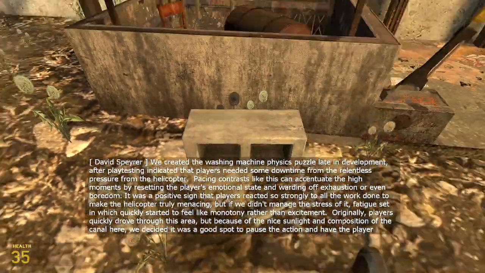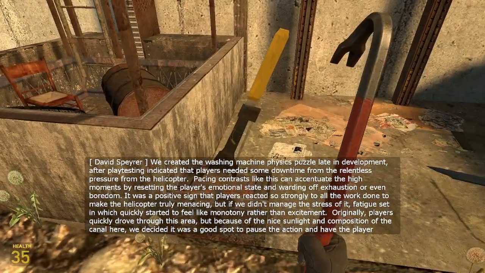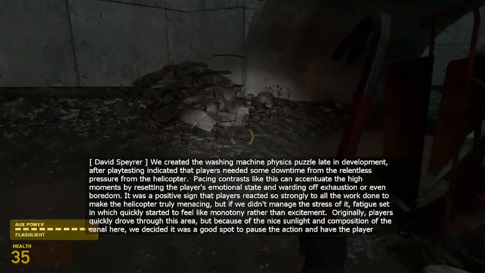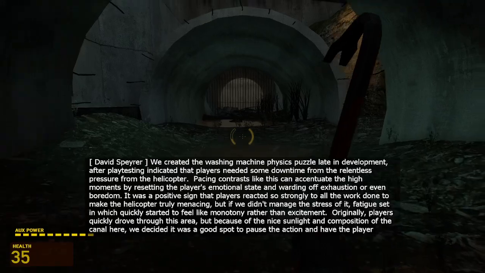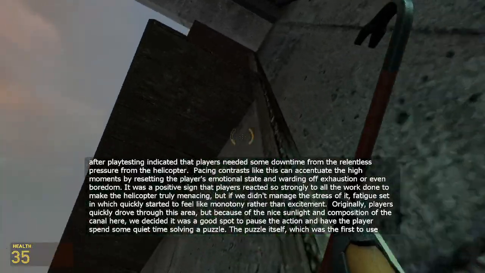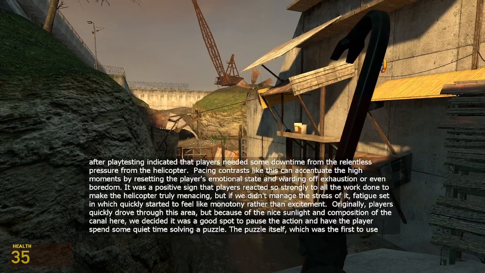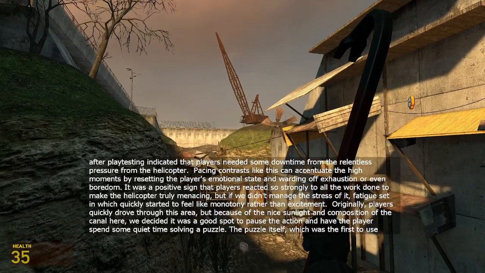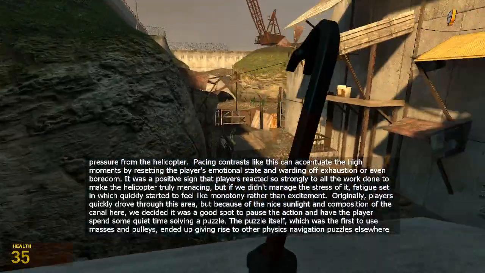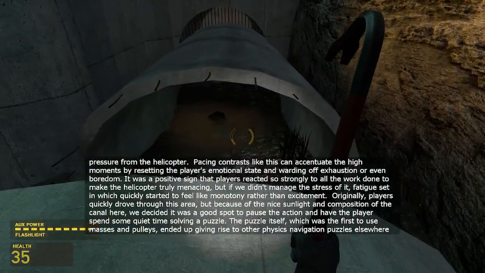Washing machine puzzle. We created the washing machine physics puzzle late in development, after playtesting indicated that players needed some downtime from the relentless pressure from the helicopter. Pacing contrasts like this can accentuate the high moments by resetting the player's emotional state and warding off exhaustion or even boredom. It was a positive sign that players reacted so strongly to all the work done to make the helicopter truly menacing, but if we didn't manage the stress of it, fatigue set in, which quickly started to feel like monotony rather than excitement.